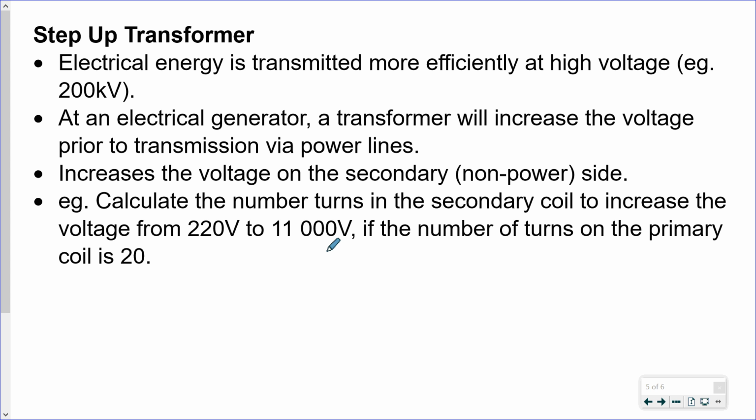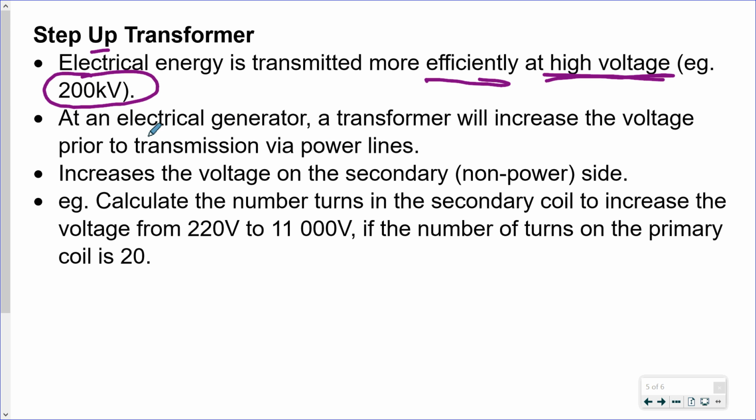So electrical energy is transmitted through power lines more efficiently, or with less loss of energy in the form of heat, when it's transmitted at very, very high voltages. So overhead power lines coming from an electrical generating station might be transmitting that energy at 200 kilovolts. So 200,000 volts, very, very high voltage and very unsafe voltage in terms of that energy coming into your house. A step-up transformer, though, is going to bump it up to this very, very high voltage.